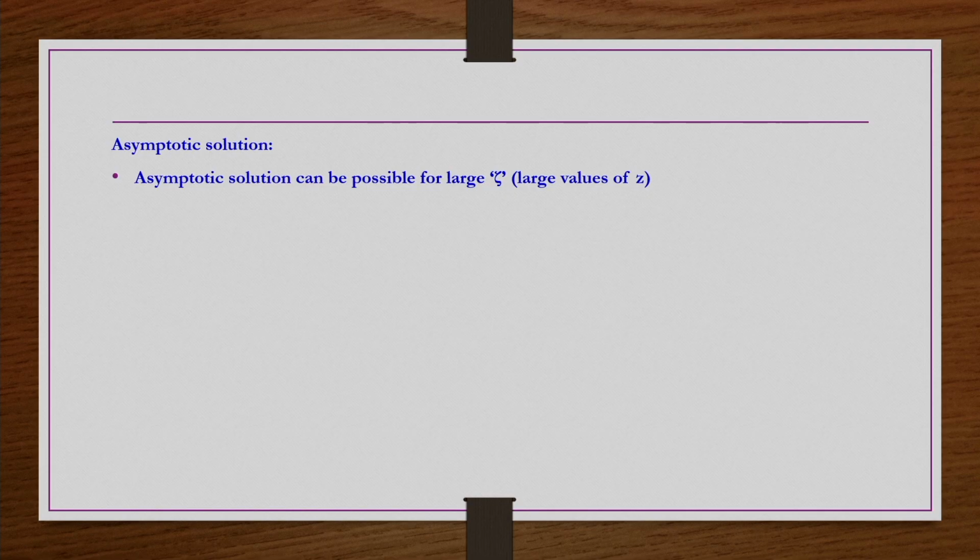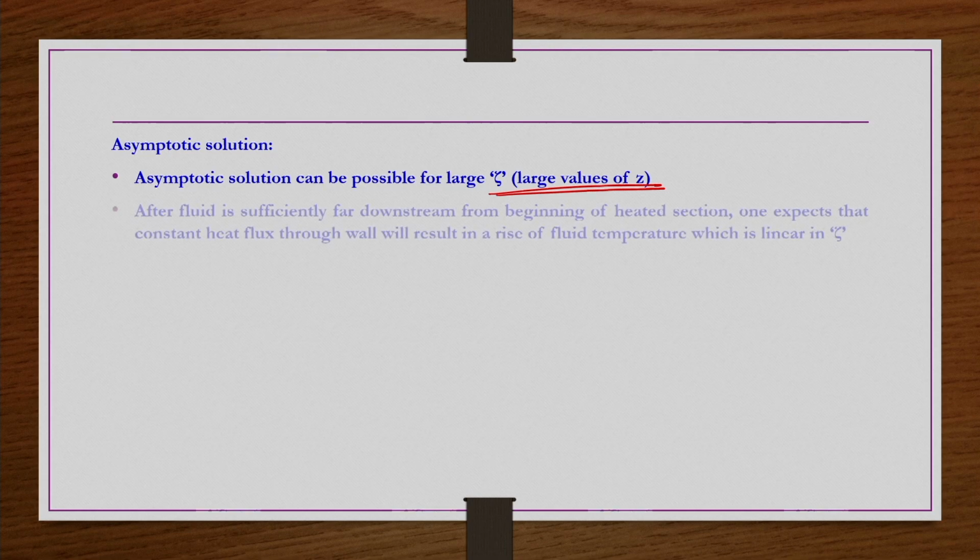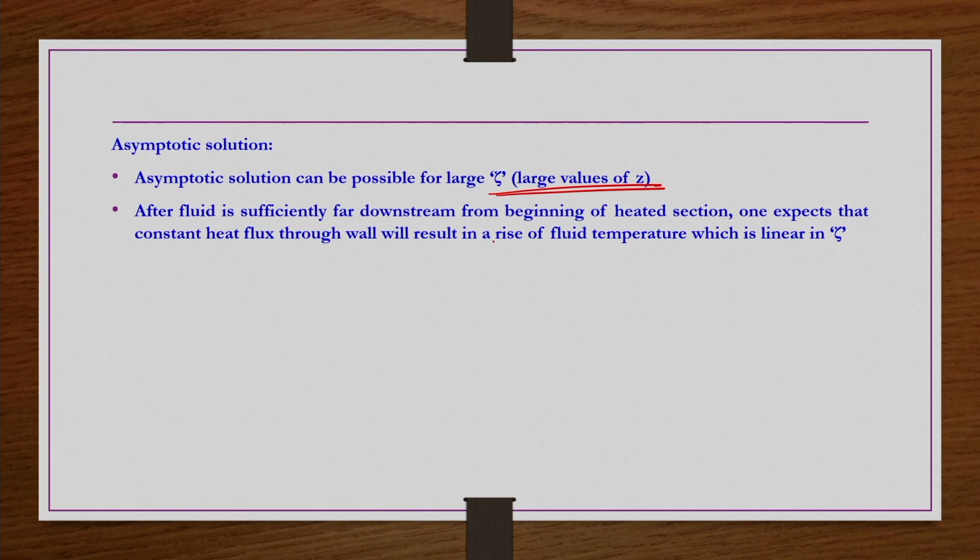Okay. So, what are the approximations we do in general that we see? We are taking an asymptotic solution. First one is, it is possible for large values of z or zeta, because it has been mentioned that temperature profile is for a fully developed flow region. So, that is true only for large values of z. Okay. Then after the fluid is sufficiently far downstream from the beginning of the heated section, one expects that constant heat flux through the wall will result in a rise of fluid temperature which is linear in the z direction or zeta.